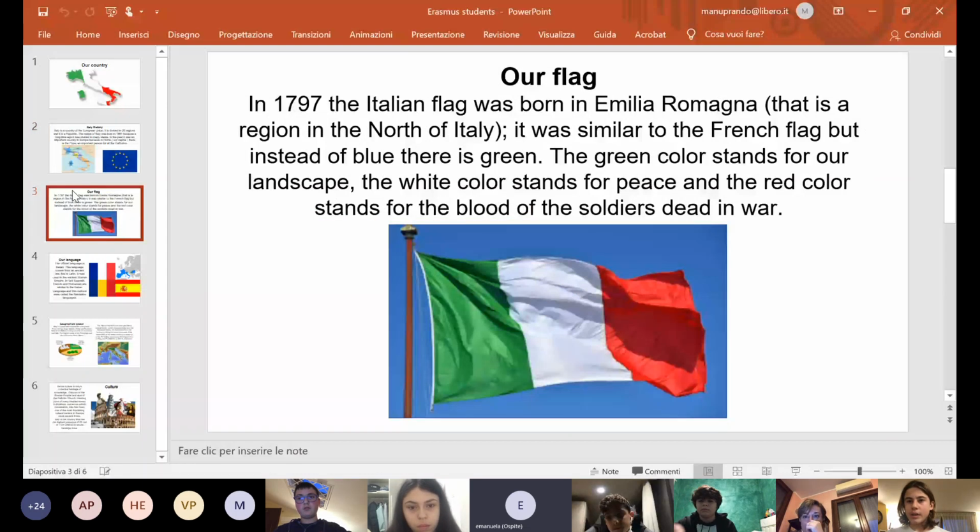In 1797, the Italian flag was born in Emilia-Romagna, a region in the north of Italy. It was similar to the French flag, but instead of blue, there is green. The green color stands for our landscape. The white color stands for peace, and the red color stands for the blood of the soldiers dead in war.